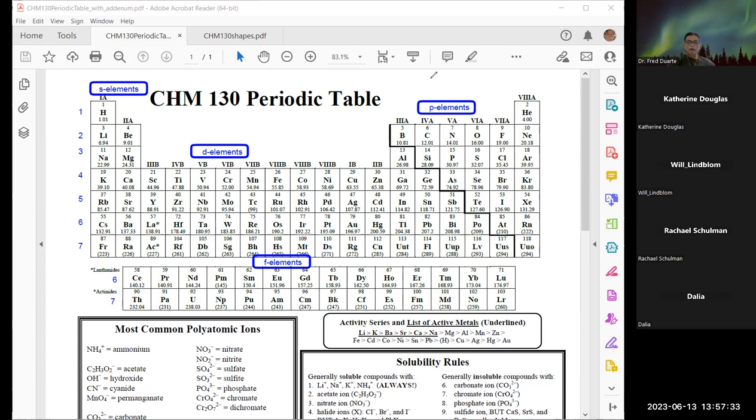All right, so my recommendation is take your periodic table and label it like I've written here, so that will help you out with respect to doing the electron configuration.